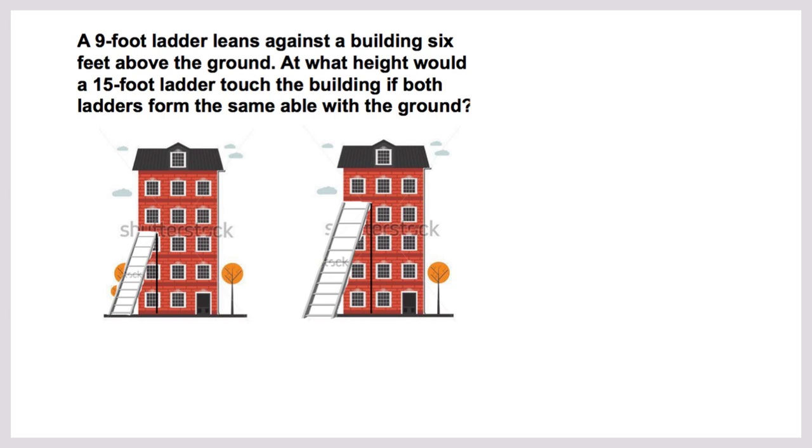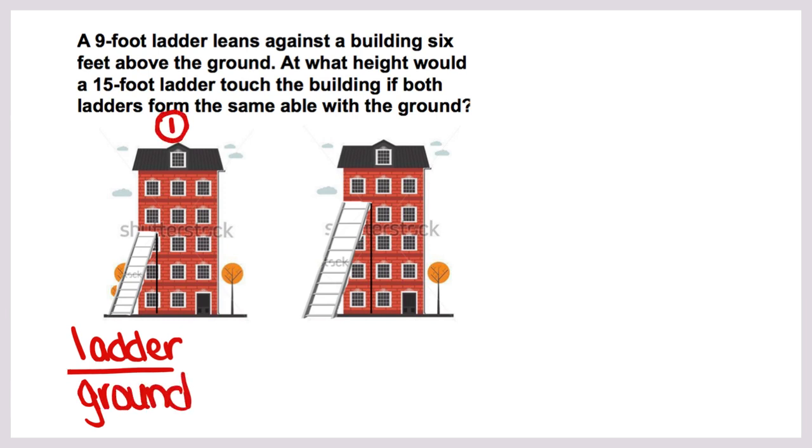Okay, same idea. We have a 9-foot ladder. It leans against a building, touching 6 feet above the ground. At what height would a 15-foot ladder touch the building if both ladders form the same angle with the ground? Ooh, that's some bad typing. Okay, so we have a 9-foot ladder that is 6 feet above the ground. So we have the ladder and its distance above the ground. On the first one, on number 1, we have a 9-foot ladder that is 6 feet above the ground.